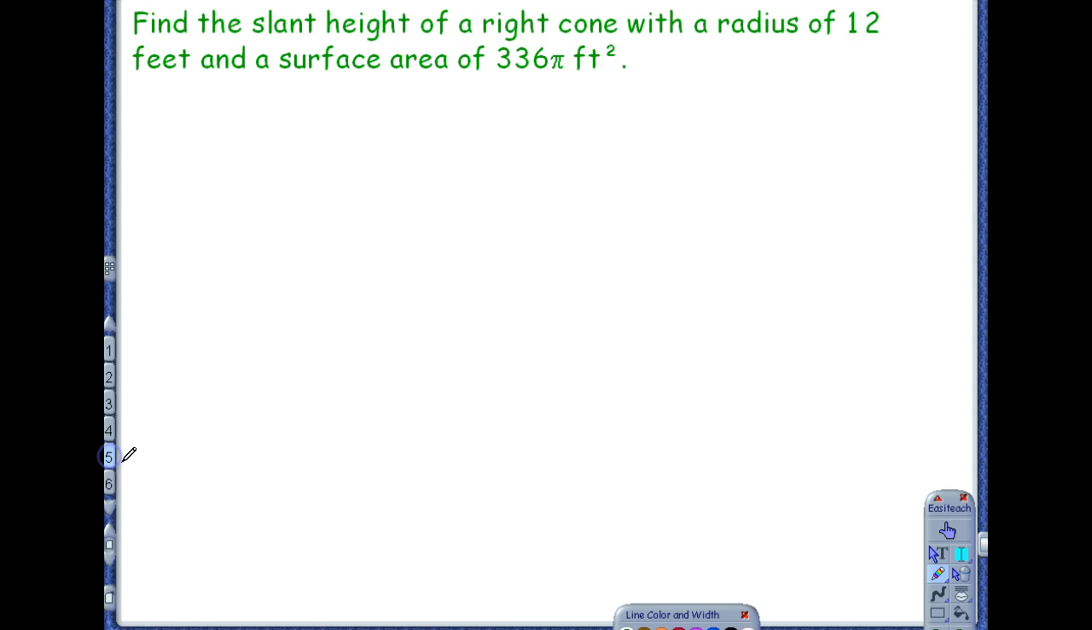Good job. All right. Now this next one says find the slant height. So let's take a look here. We're not finding the surface area. We're finding a new piece, one of the parts of that formula. And we know it is a right cone, and we have the radius. And they give us the surface area here.